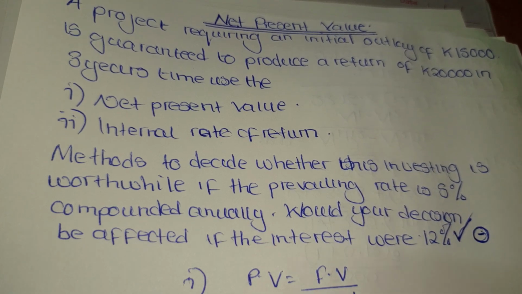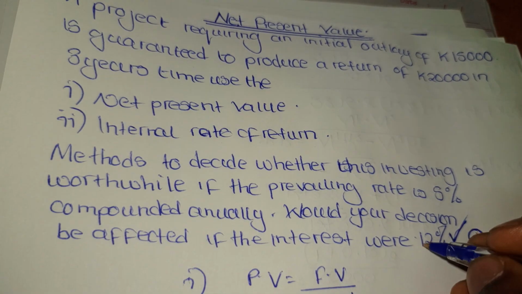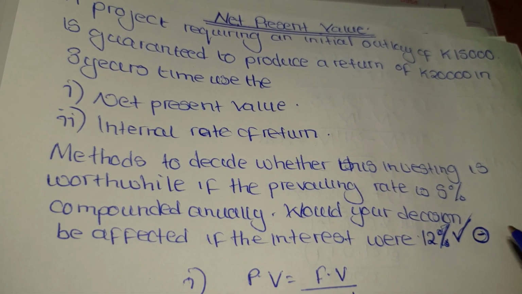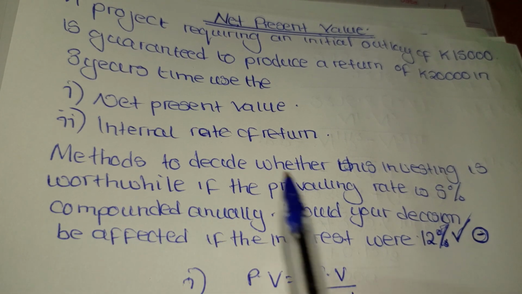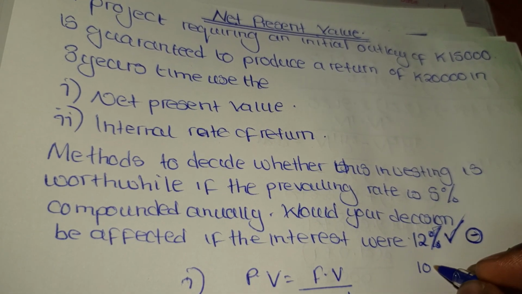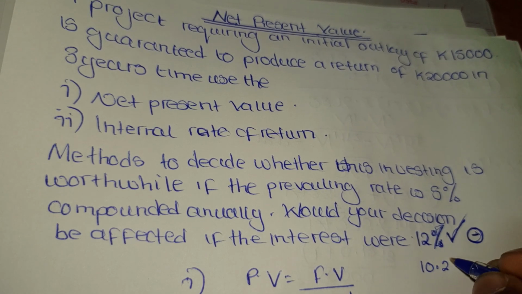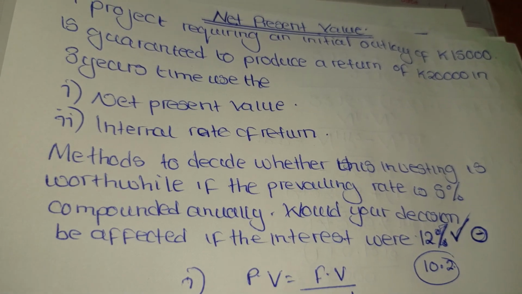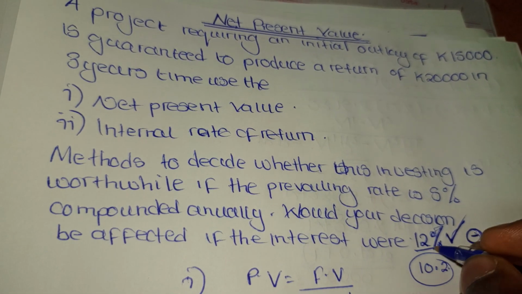Then again, when we go on IRR, if we are given a bigger percentage in estimating if the project is worth taking or not, remember, our IRR we got was 10.2%. So this is less than 12%. So our project is not worth taking when we use 12%.